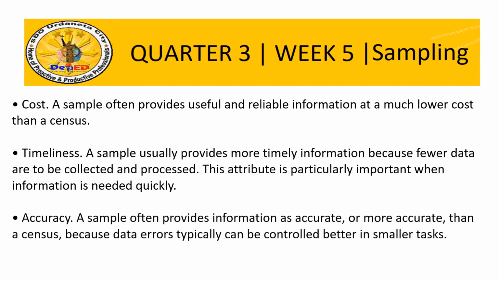The next one, we have accuracy. A sample often provides information as accurate as, and more accurate than, a census because data errors typically can be controlled better in smaller tests. Here, we can control or even eliminate the data errors which can lead to inaccurate results.